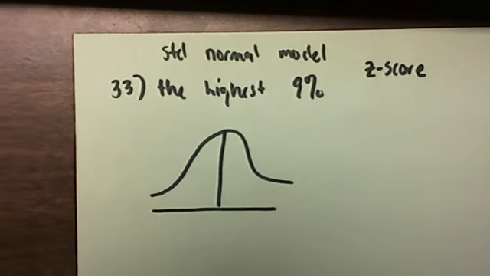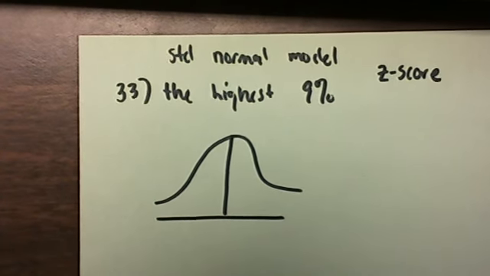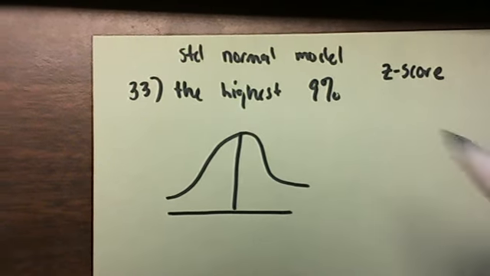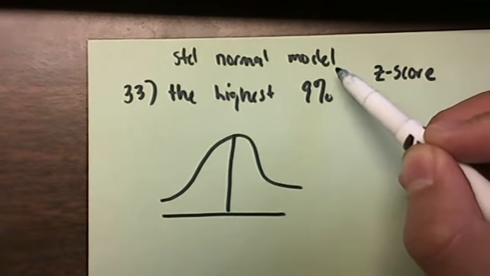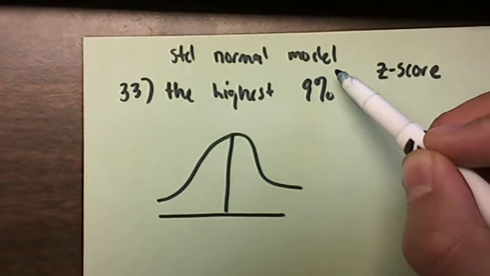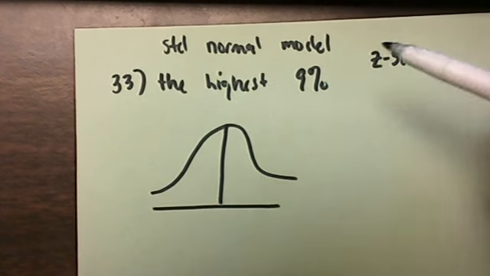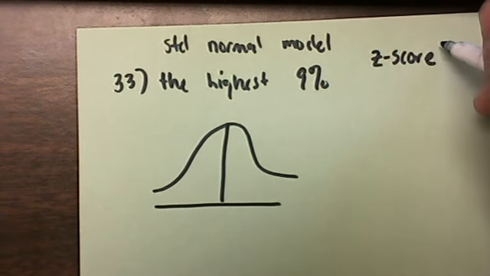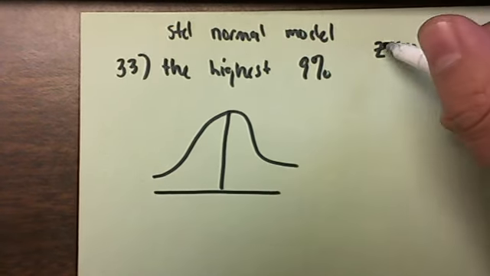This is Intro to Stats, question number 33. The question says that in a standard normal model, again, we have a standard normal model. The question is asking us to state the value of z that cuts off the described region. So the question here is asking us to find the value for the z-score.